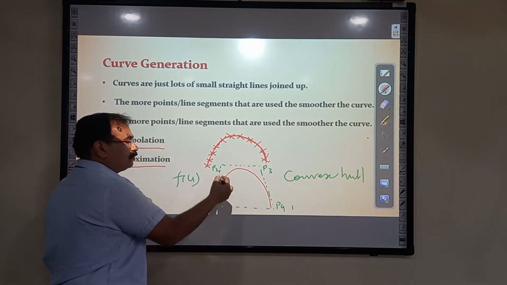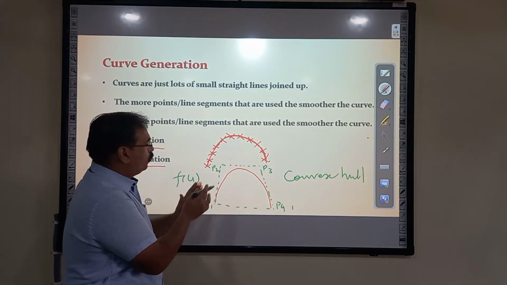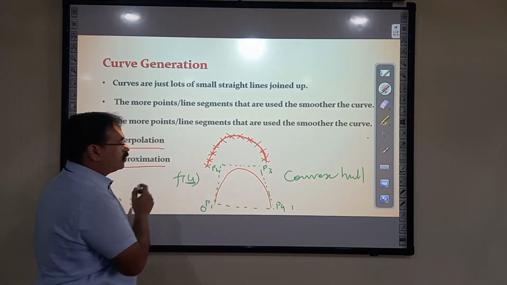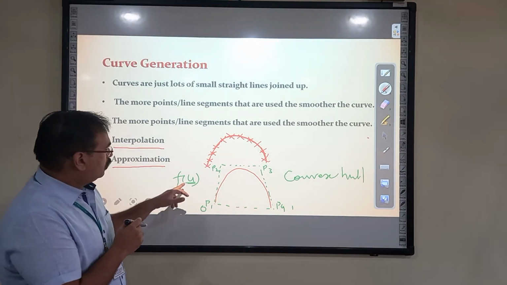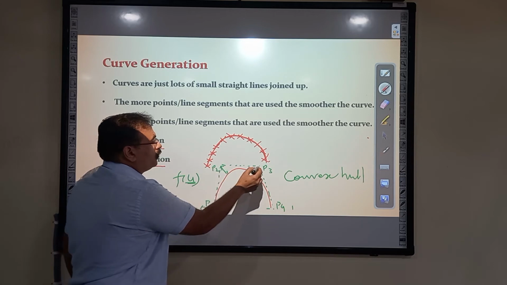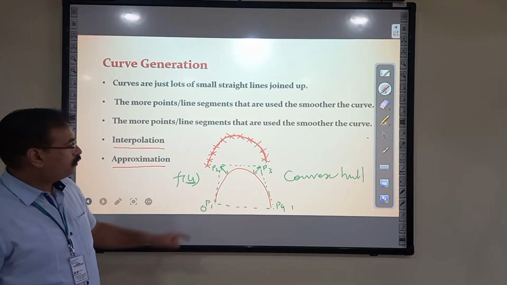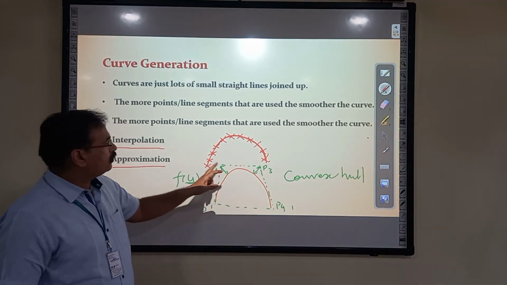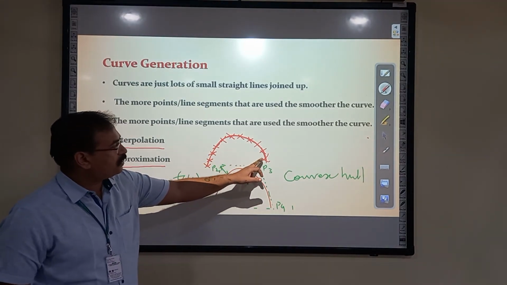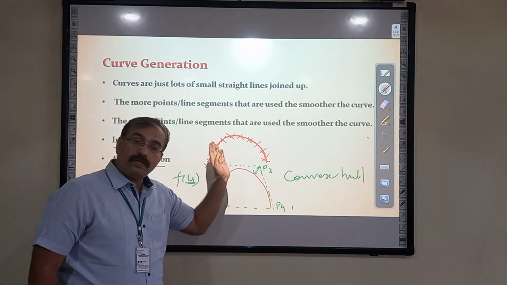So a guiding polygon will be there, and the equation in u is going to hold some value. Depending on that, this distance will be approximated. Okay, so this is called the approximation curve, whereas in interpolation we expect that every point must be a part of the curve.